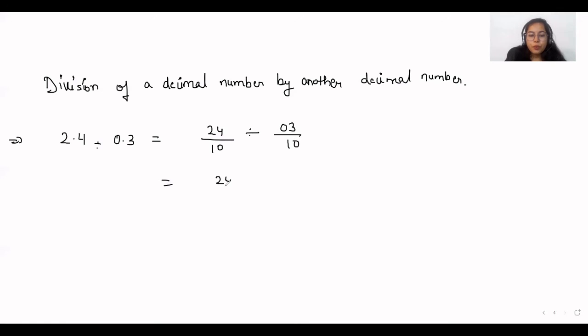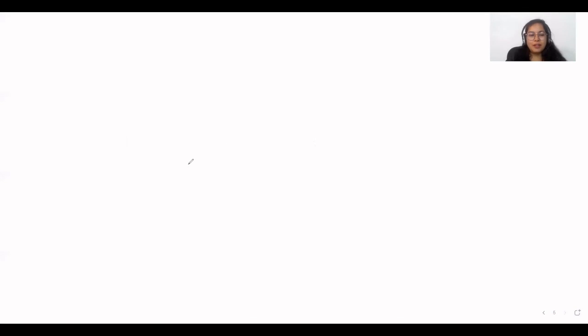After that, as I told you, instead of the division sign, you can write the multiplication sign and reciprocate. This becomes 10 over 3. So you can eliminate the 10 by 10, and in the table of 3, 24 comes 8 times. That's how you can solve this. So we'll discuss one more example. It's 2.25 divided by 0.51.